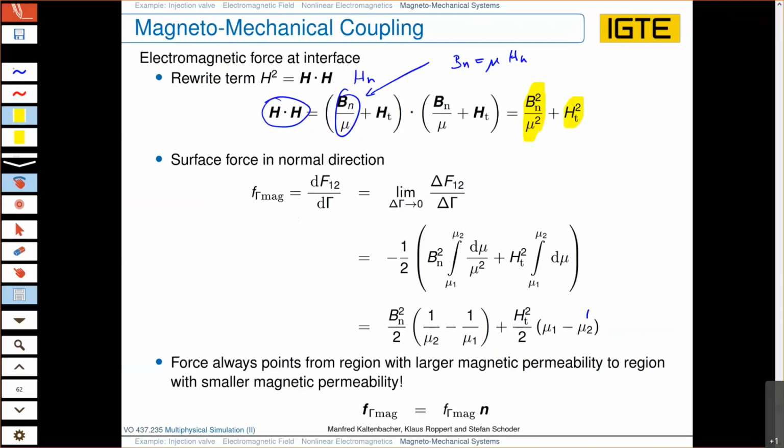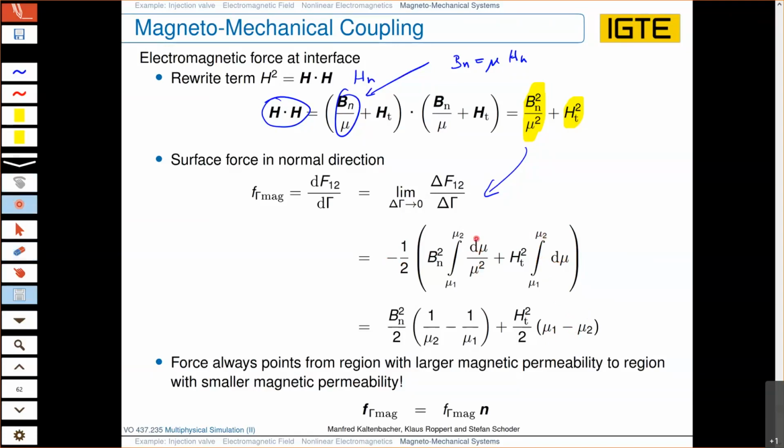Now, let's plug this in here. Since Pn and Ht are constant over the interface where we integrate, we can put them in front of the integral, and once we have to integrate 1 over permeability squared over the permeability, and once we just have to integrate d mu. D mu gives us clearly, evaluated at the limits, mu1 minus mu2. Remember, we have this minus, therefore we have mu1 minus mu2. And the same we have then here.